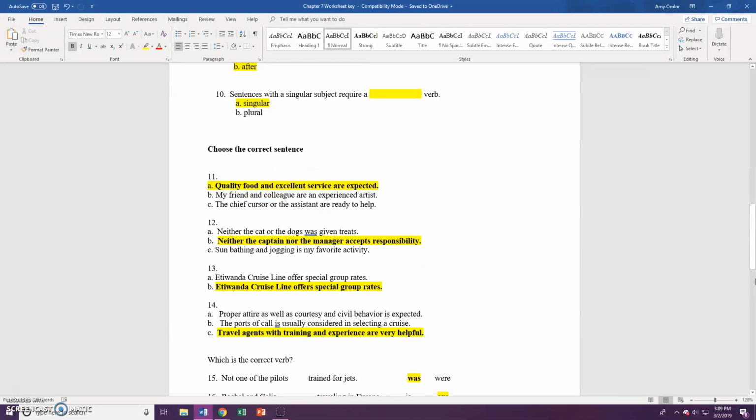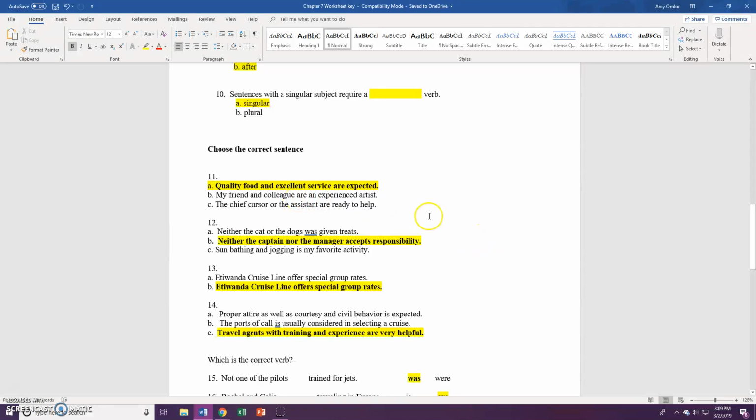Number 11. Quality food and excellent service are expected. We have food and service as our subjects, and since there are two, you need a plural verb, which is are. My friend and colleague are experienced artists. Well, there's only one artist because it doesn't have an S here. So if there's only one artist, it needs to be a singular verb, which is.